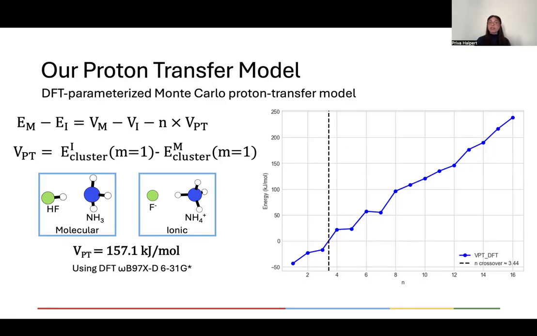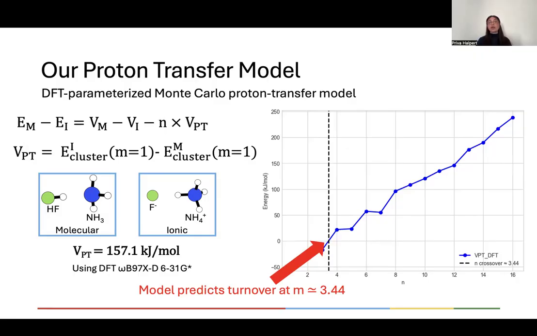So we calculate our VPT to be 157 kilojoules per mole. And using this parameterization, we're able to identify a turnover point between where the cluster prefers to remain in its molecular motif and where the cluster prefers to remain in its ionic motif. So our model predicts this turnover to be at around 3.44, which agrees with both experimental and previous computational data in the literature, which does point to the M equals 4 cluster to be the first cluster that exhibits complete proton transfer.